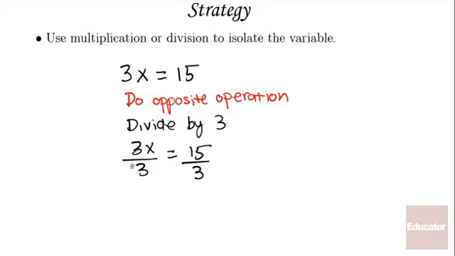Now, if I divide 3 by 3, that's going to be 1. So I have a coefficient of 1, and I've successfully isolated the variable. X equals 15 divided by 3, or 5. So this is an example of using the multiplication or division principle to isolate a variable.